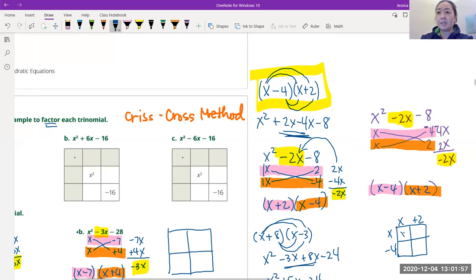So x times x is x squared. X times -4 is -4x. X times 2, 2x. -4 times 2 is -8. And if I combine like terms, I just get my x squared, -4x plus 2x. Do you see how these two, we add them just like how we did here? -2. This is going to be -8. All right, and yes, same thing.